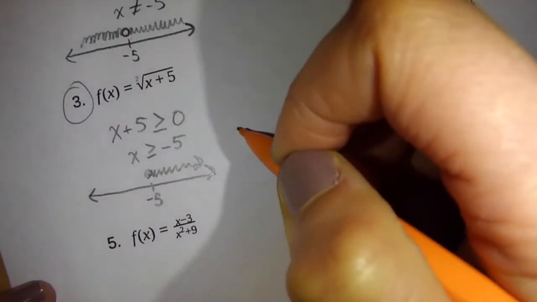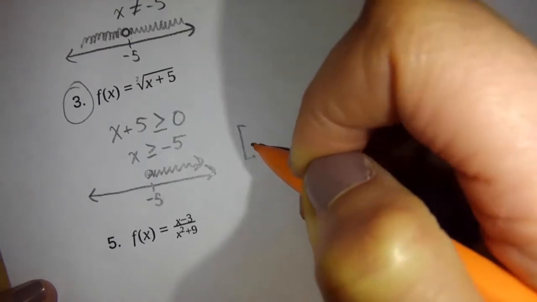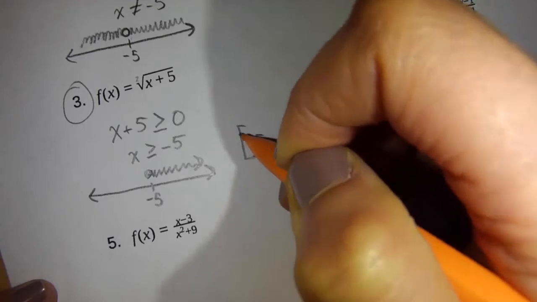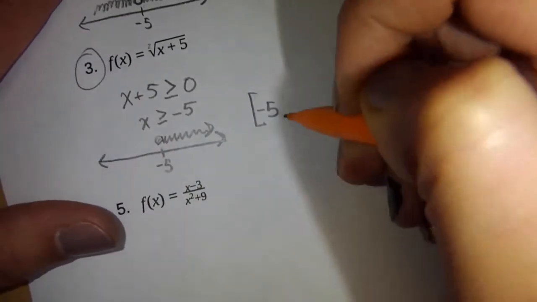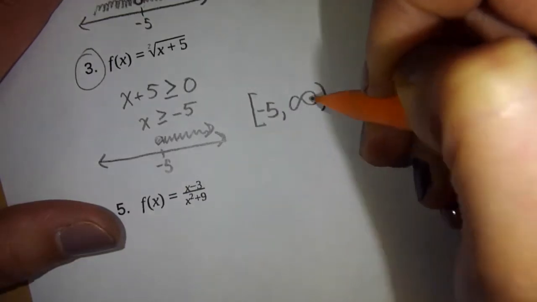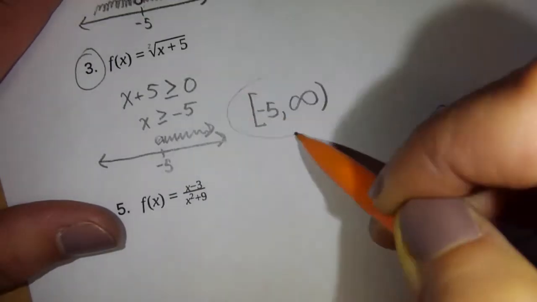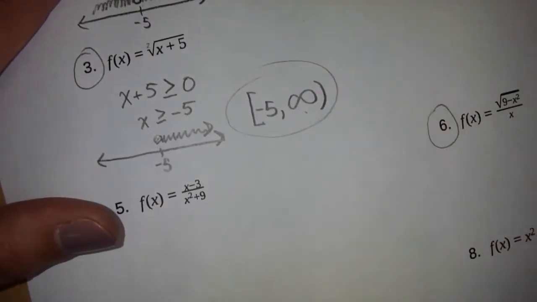Okay, so a closed point would be up to and including, so we use a bracket. Negative 5 would have a bracket because it's a closed point. And then it goes up to positive infinity, and we have parentheses because it's infinity. Infinity is not a finite number. That's why we use the parenthesis.